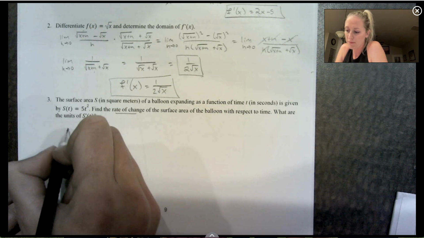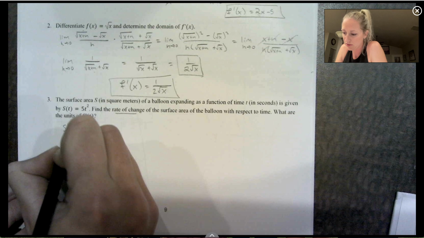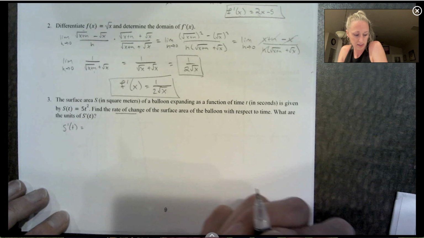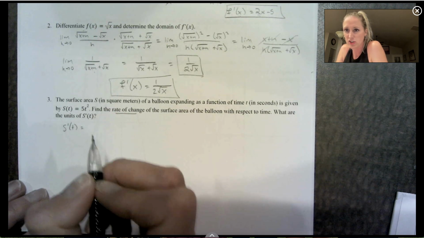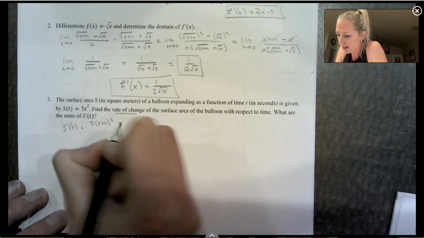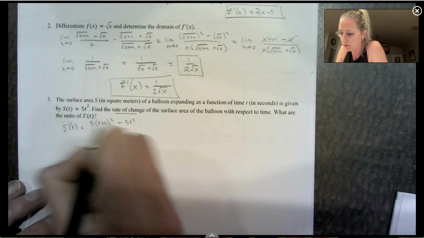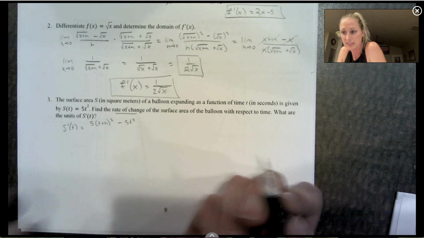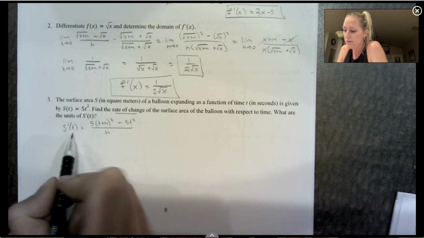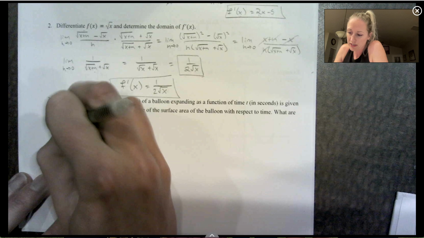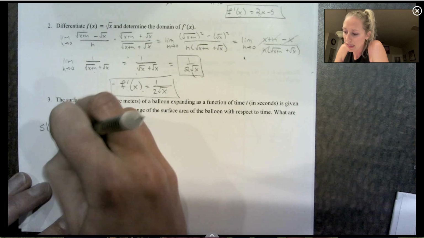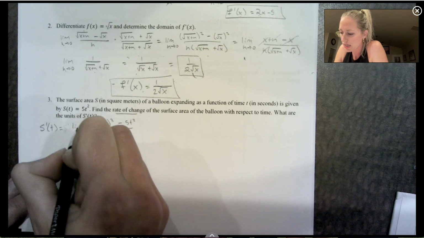So we're going to use that same thing. We're going to say S prime of t, so the derivative of S, and we're going to use our definition. So this time I'm doing t plus h instead of x plus h, but we're going to do 5 times t plus h squared minus 5t squared. So f of x plus h minus f of x, in this case s of t, and then over h. Expand the top, right? Oh, and I forgot my limit. Sorry, you guys.